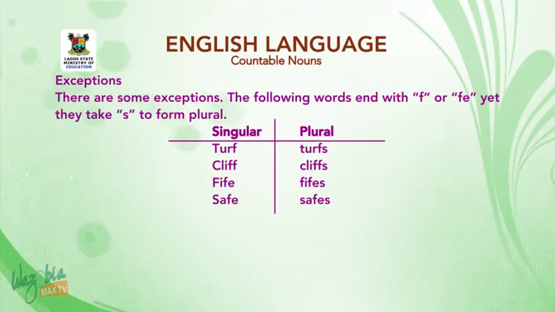Exceptions. There are some exceptions. The following words end with F or FE, yet they take S to form plural. Tough, toughs. Cleave, cleaves. Five, fives. Save, saves. On this note, we want to pause and go for a short break. When we come back, we will continue.